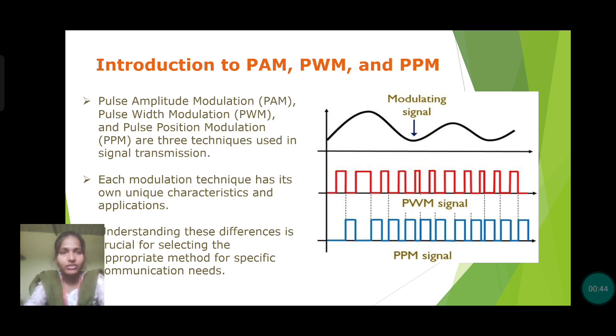Pulse amplitude modulation, that means PAM. Pulse width modulation means PWM. And pulse position modulation means PPM are the three techniques used in signal transmission. Each modulation technique has its own unique characteristics and applications. Understanding these differences is crucial for selecting the appropriate method for specific communication needs. Here you can see the modulating signal and PWM signal and PPM signal.